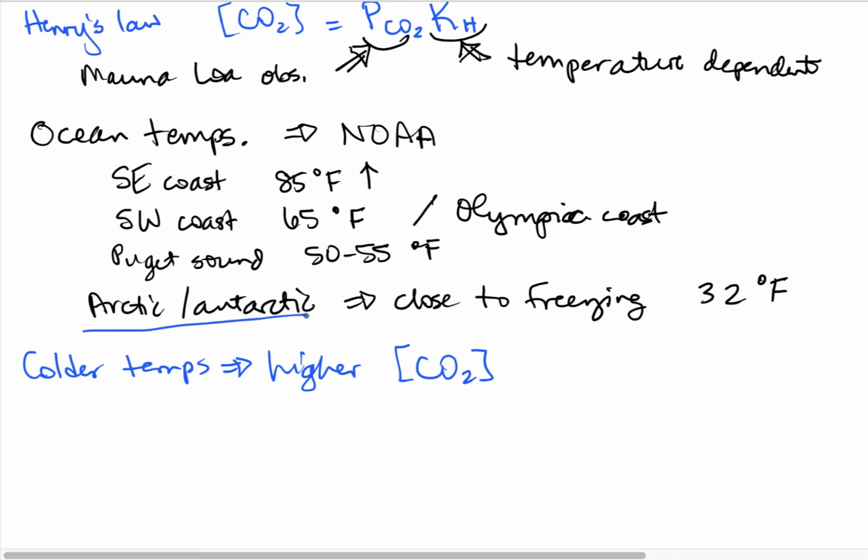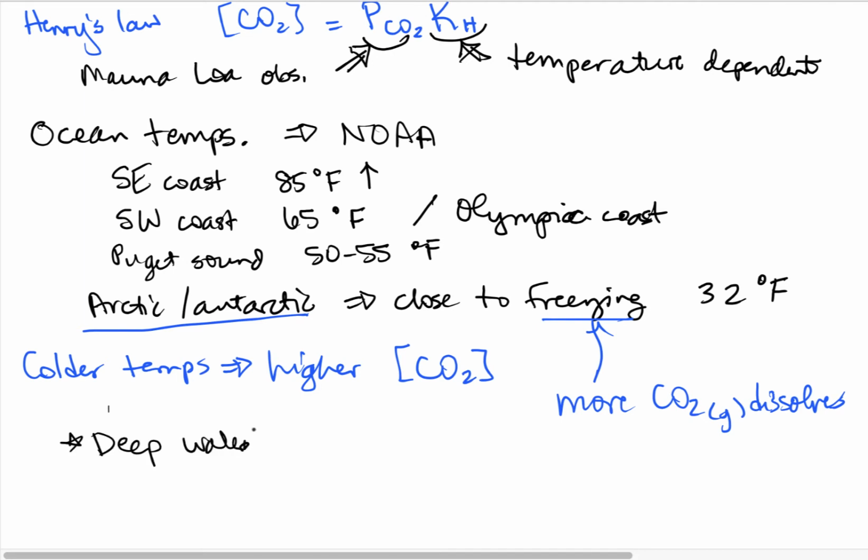So that means that in the Antarctic and the Arctic, we are going to have more carbon dioxide dissolving. And therefore, probably, we would end up seeing a lower ocean pH there than in some of our warmer ocean temperatures where less carbon dioxide is going to dissolve. And of course, we have to keep a note here that deep water is colder. In fact, deep ocean water is going to be pretty close to freezing. 0 to 3 degrees Celsius is our average deep ocean temperatures.